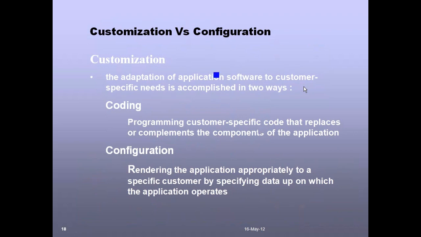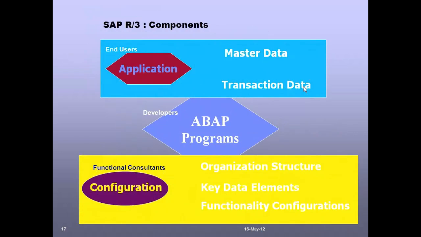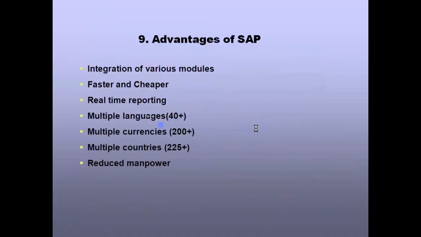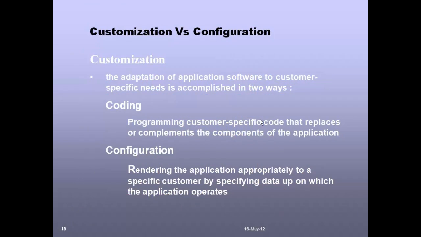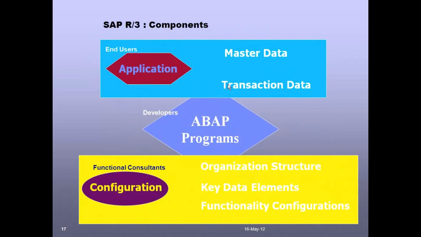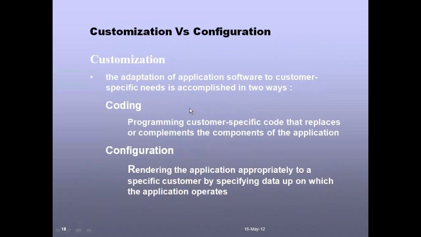Okay, so configuration means what? The yellow strip that you see here below is called configuration. This can be done either by configuration or by coding. Coding means ABAP programming, the middle one. Sometimes it is both also, right? So either by configuration or by coding.